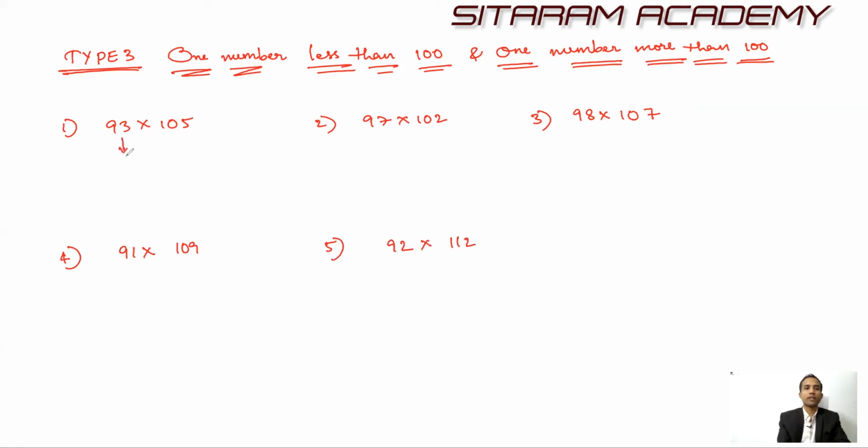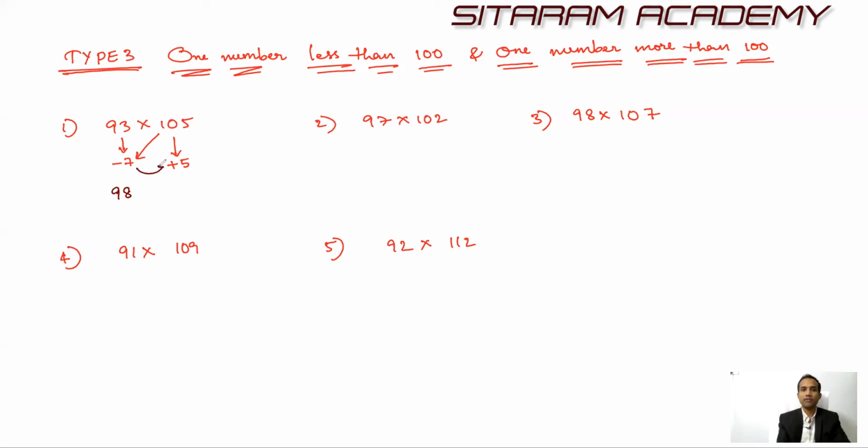Simple. This one, 93, is 7 less than 100. 105 is 5 more than 100. Either you take 93 plus 5 or 105 minus 7, you will get the same answer. What is that? You will get 98. So we will take only one out of that. So 105 minus 7 is 98. So I'll write 98 here.